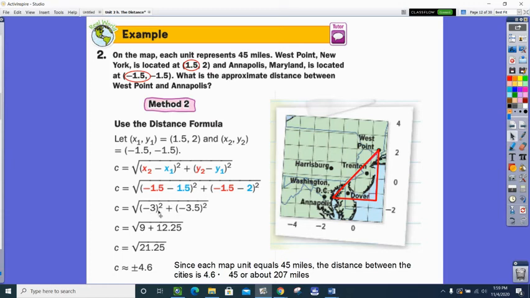Negative 3 in parentheses squared is going to give you 9. A negative 3 times a negative 3 is a positive 9. Bad thing happening to a bad person is a good thing. Same thing kind of over here, 3.5. Negative 3.5 squared is going to give you a positive 12.25.